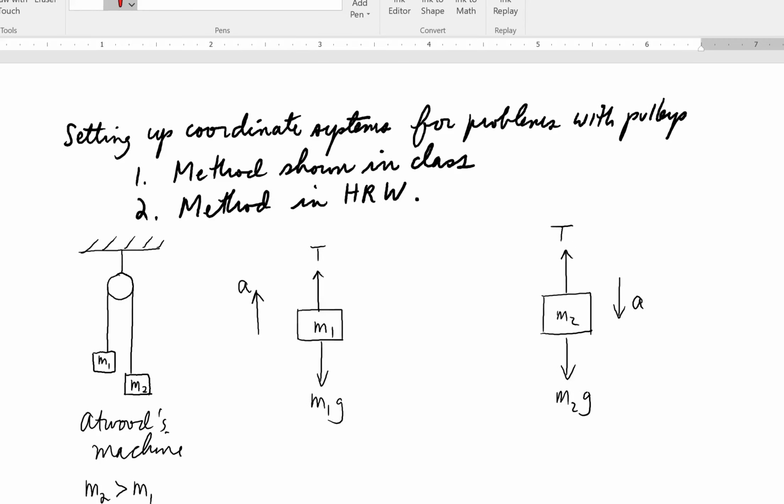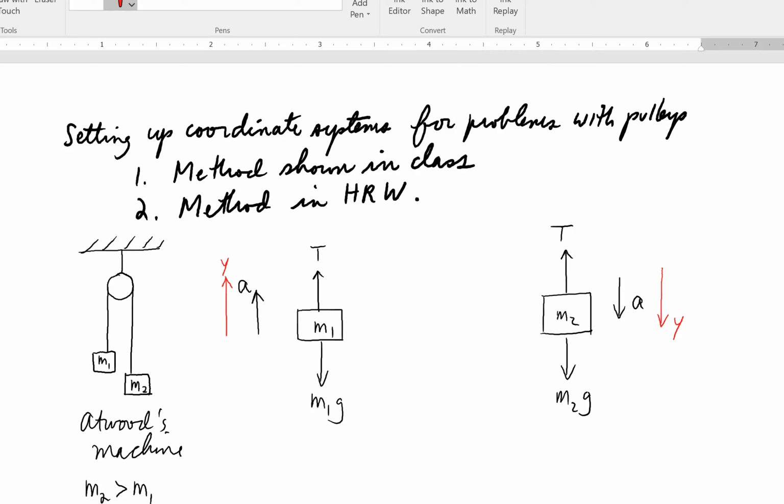For the coordinate system, the left mass will have a coordinate y going upwards like that. And then you have to choose the proper coordinate system for the right mass. And the way I showed in class is that if you want to use the same value for A for both masses, you have to choose the coordinate system so that it matches what you chose on the left-hand side. So on the left, A and y are parallel to each other, and on the right, you want to do the same thing. That forces the y-axis on the right-hand side to point downwards.